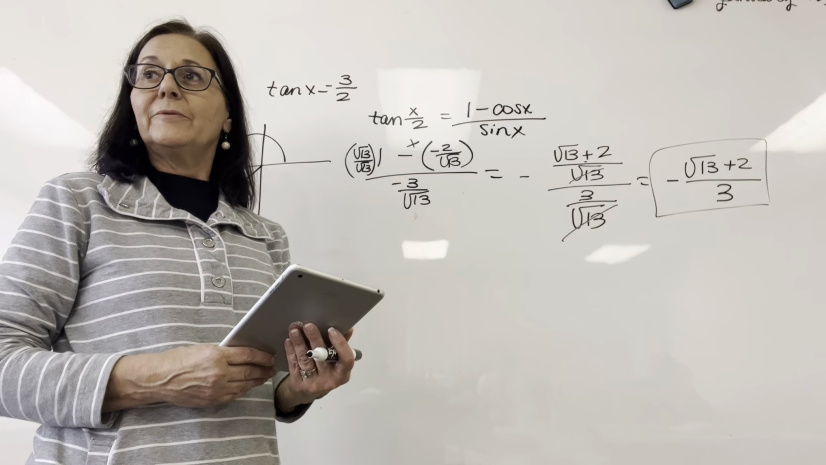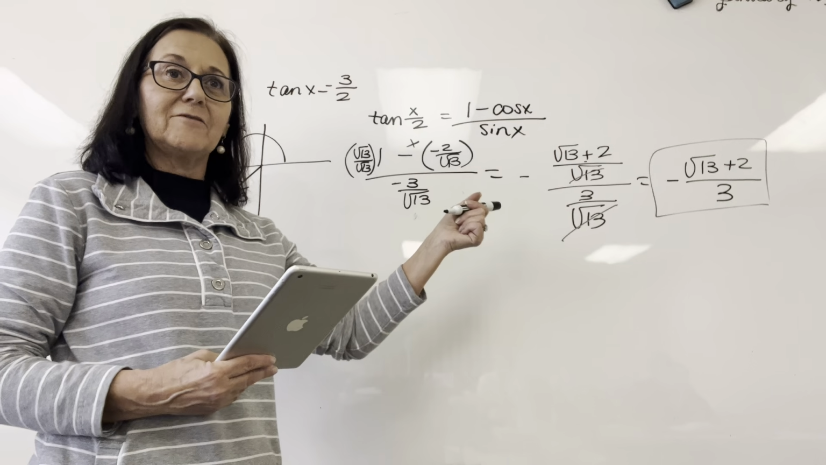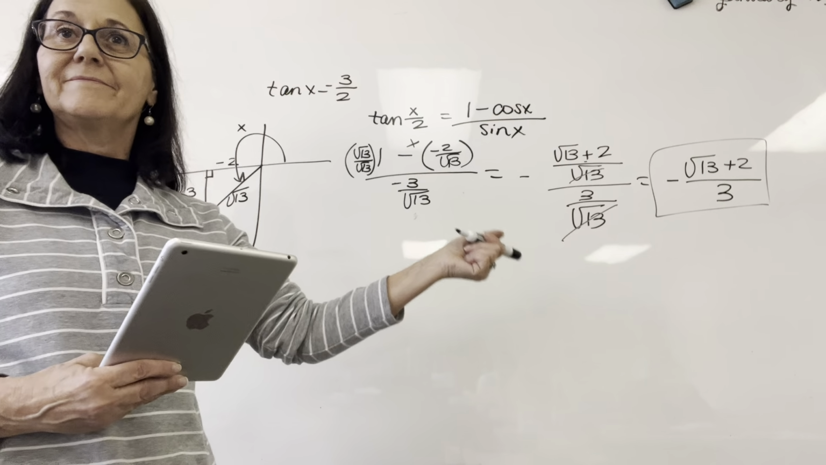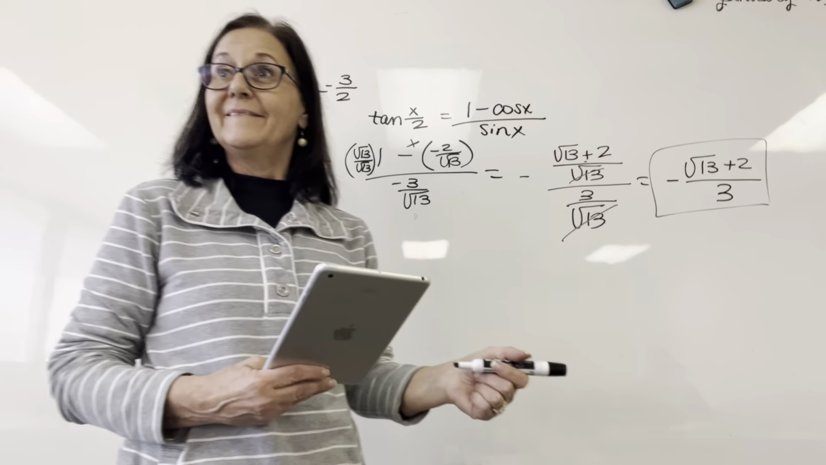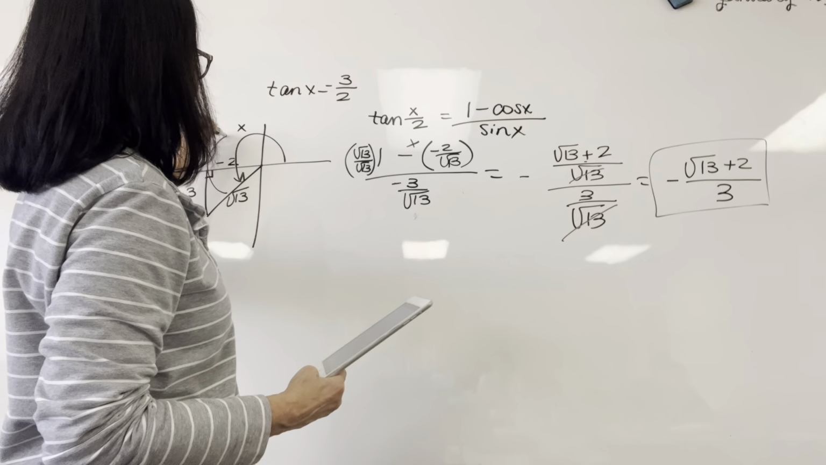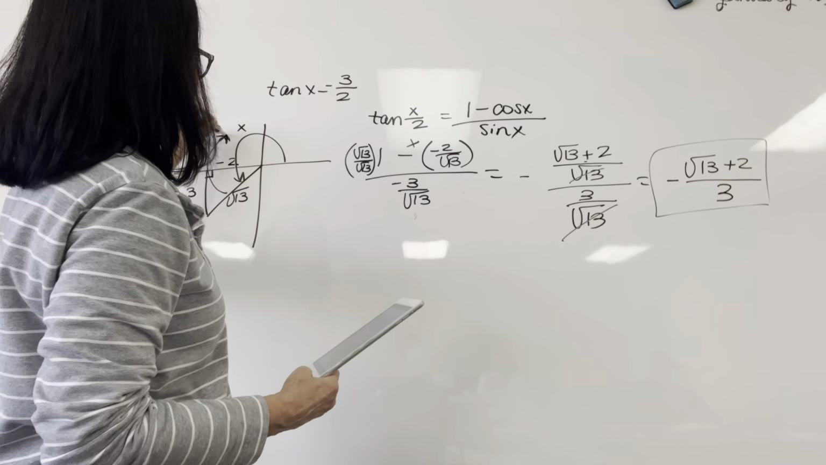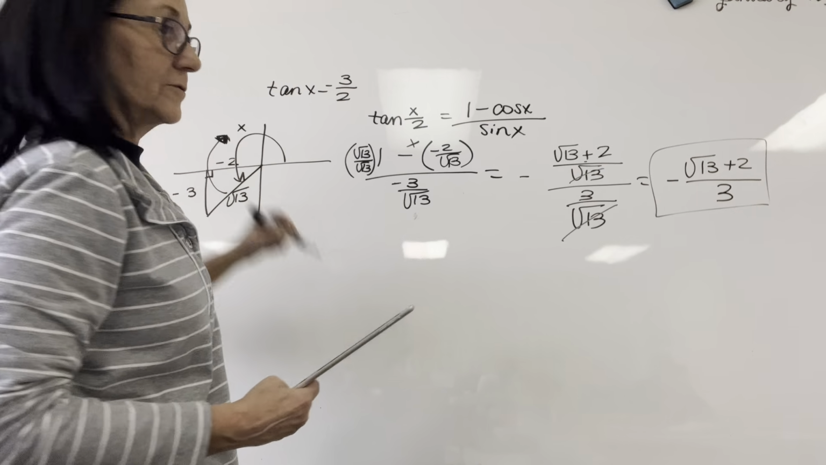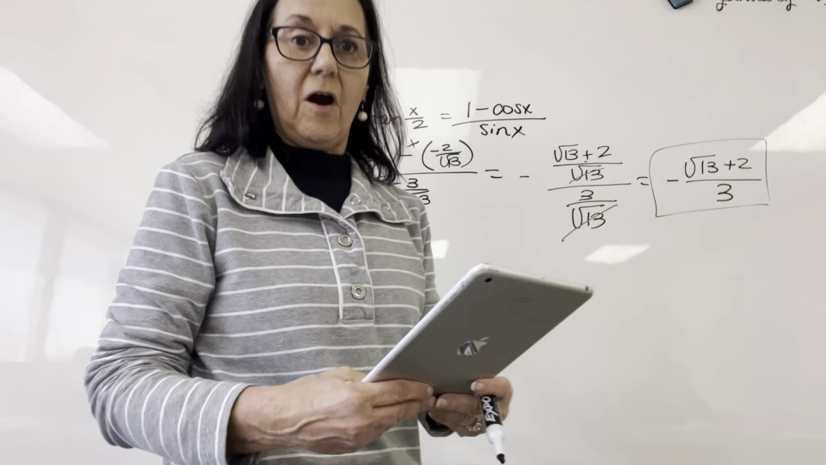Has to be quadrant 2 because the tangent is negative. Half the angle is located in quadrant 2. Is that logical? It's logical, right? Had to rotate back to this quadrant.